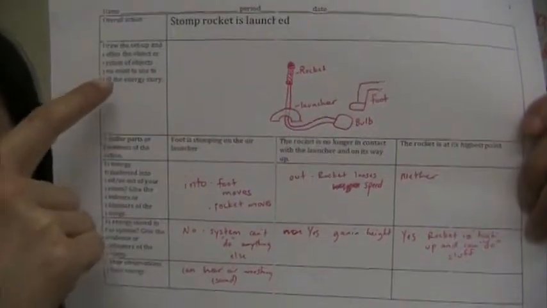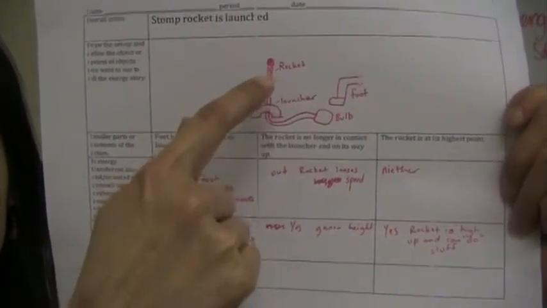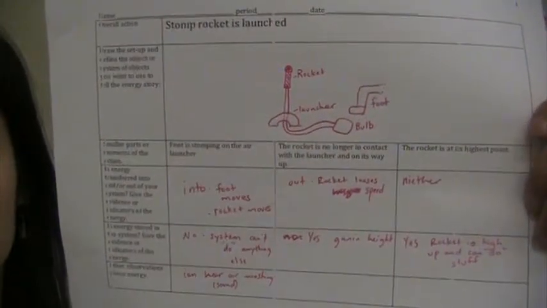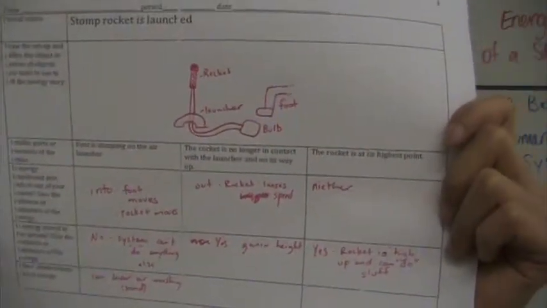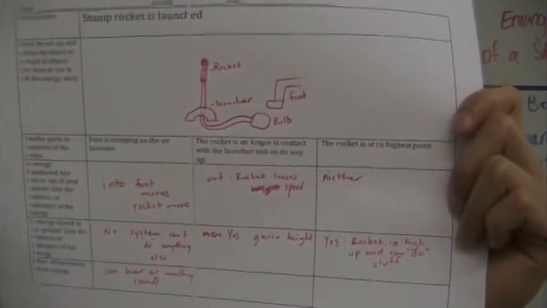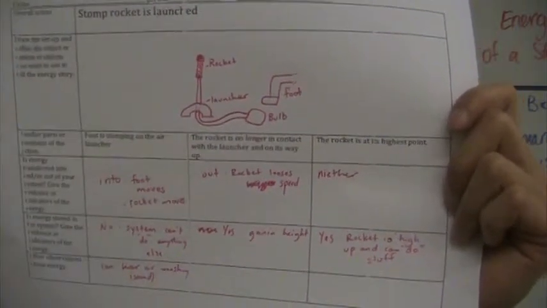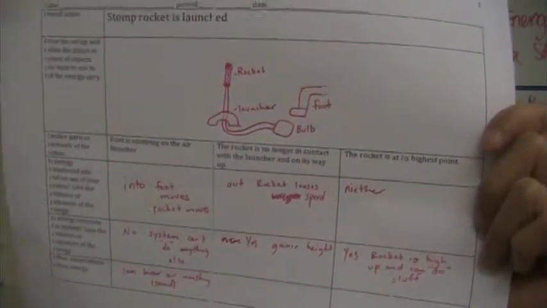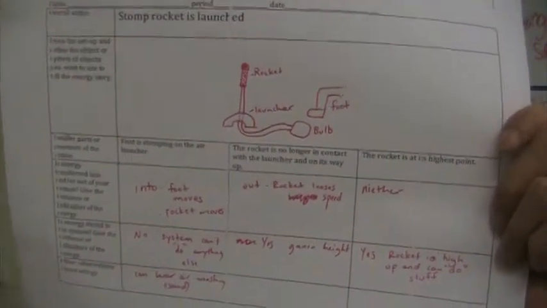In the first row, I've drawn a diagram of my stomp rocket and my system. And I have labeled, like, here's the rocket, here's the launcher, here's the bulb that's connected to my launcher. After I draw my system, I want to make sure that you think in your own heads and decide what are the different moments in time. So we decided in our class that the foot stomping on the launcher and the rocket going up is one moment. Then when the rocket is going up, that's another moment. And then when the rocket is at its highest point, that's another moment. Okay, so we drew those force diagrams.